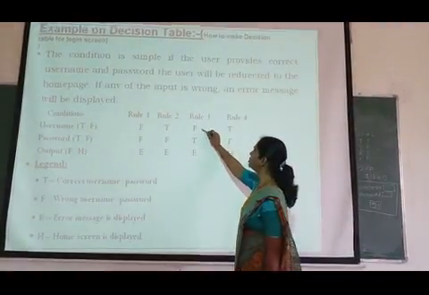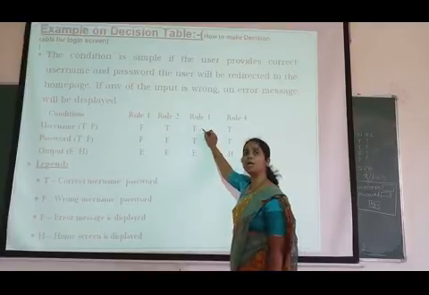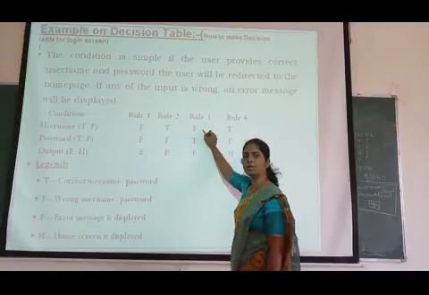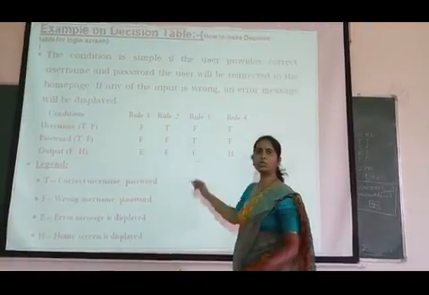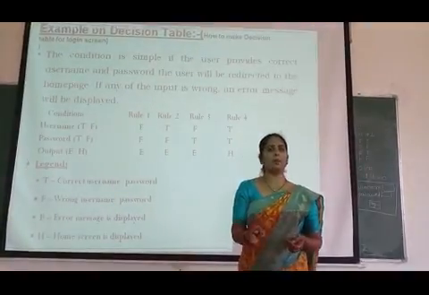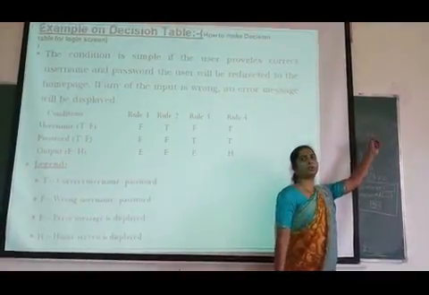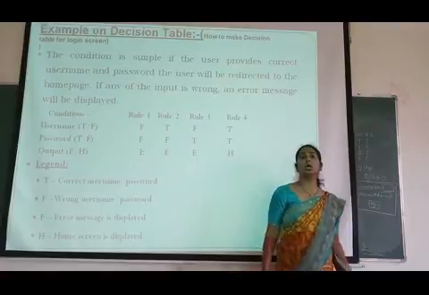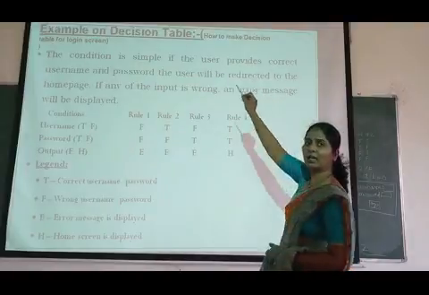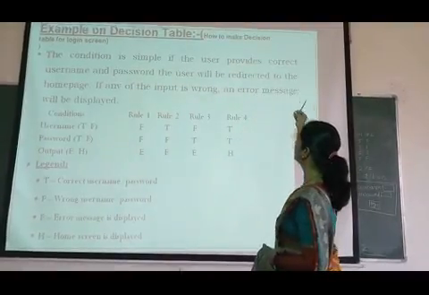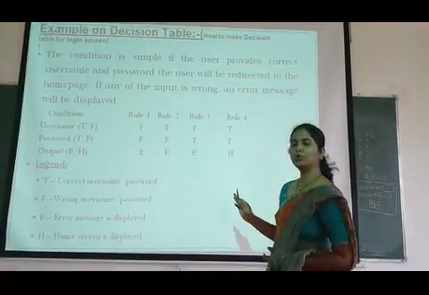Now consider combination 3. Suppose the user has entered the wrong username and the correct password. Then also the system should not move further. Why? Because both inputs should be true, and only then will it move to the home page. We stated that if the user provides the correct username and password, the user will be redirected to the home page. Else, they are not going to be moved to the home page.